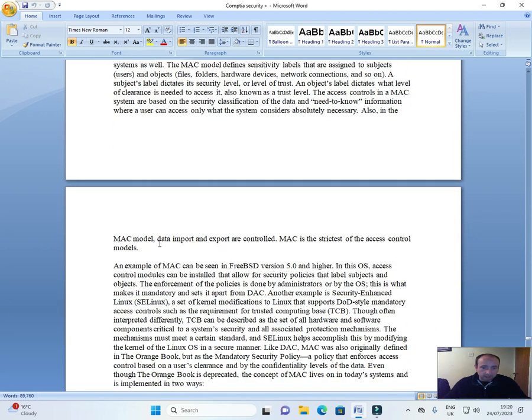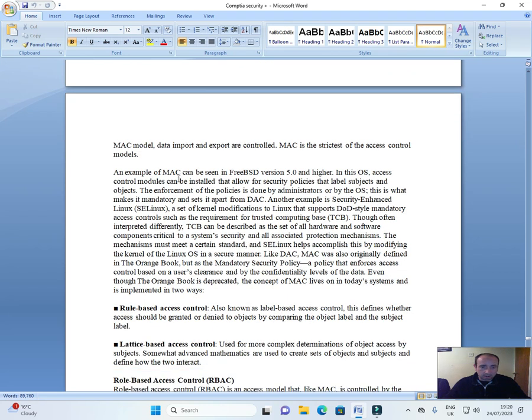Also, in the MAC model, data import and export are controlled. MAC is the strictest of access control models. An example of MAC can be seen in FreeBSD version 5.0 and higher. In this OS, access control modules can be installed that allow for security policies that label subjects and objects. The enforcement of the policies is done by administrators or by the OS. That is what makes it mandatory and sets it apart from DAC.